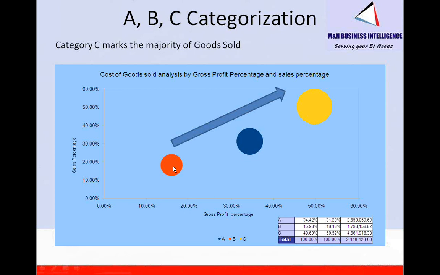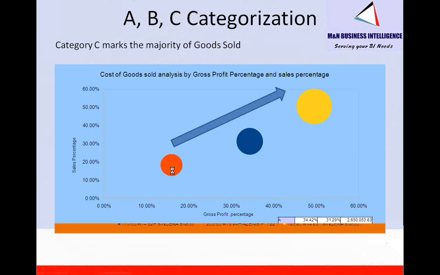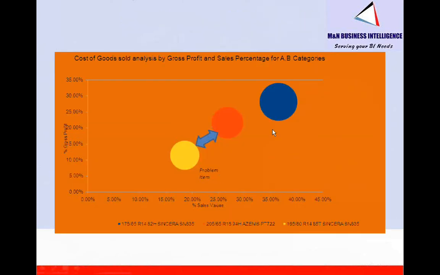So for example, here it is. The width of the circle is showing here the cost of goods sold. So as you can see that as the gross profit percentage is increasing and the sales percentage is increasing, the width of the cost of goods sold circle increases. So that's very intuitive, and that is a good sign. But from here we know that C is the maximum cost of goods sold, then it's A, and then it's B. But then we look on to the next item.